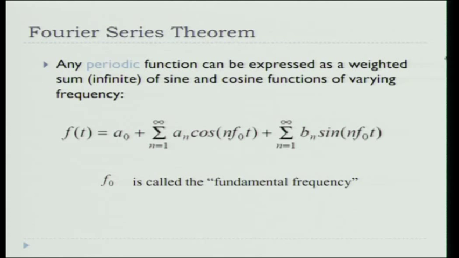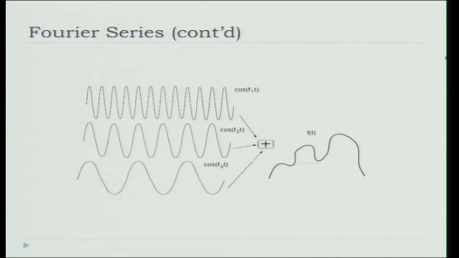The Fourier series theorem says any periodic function can be expressed as the infinite summation of cosine functions and sine functions, which is defined by f(t) = a0 + summation n equals 1 to infinity a_n cos(n f0 t) + summation n equals 1 to infinity b_n sin(n f0 t), where f0 is called the fundamental frequency. This is one example: the sum of some functions you can get in a Fourier series.